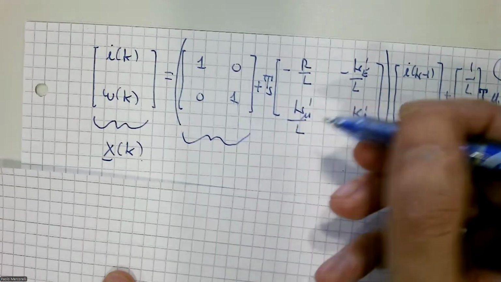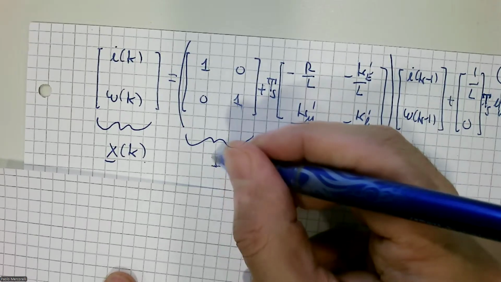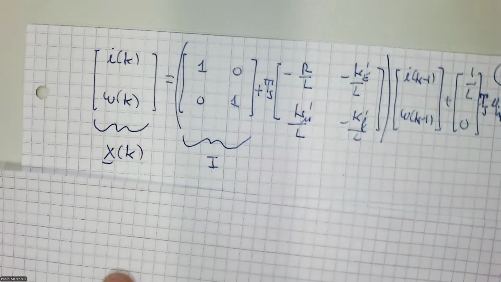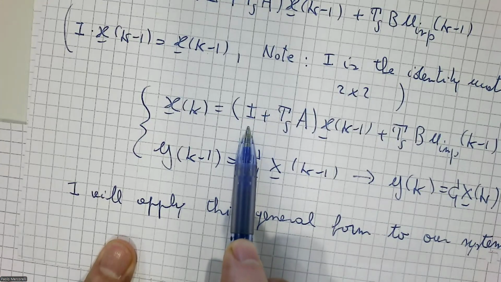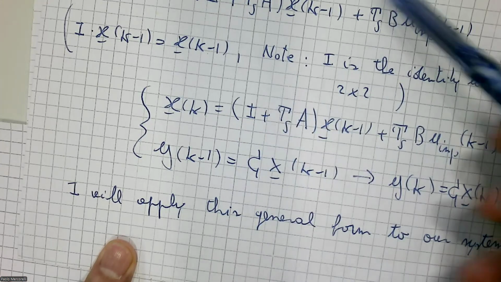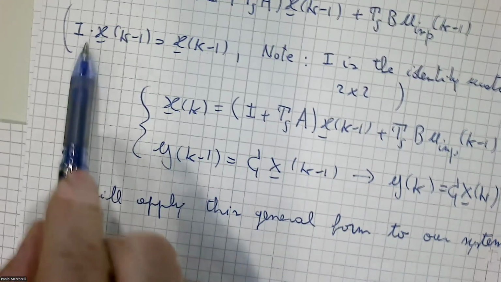Excuse me, this is the identity matrix, not lambda I. Let me show you what I intend a little bit better. Identity matrix plus Ts multiply A. I told you last time where this identity matrix comes from. It comes from this.